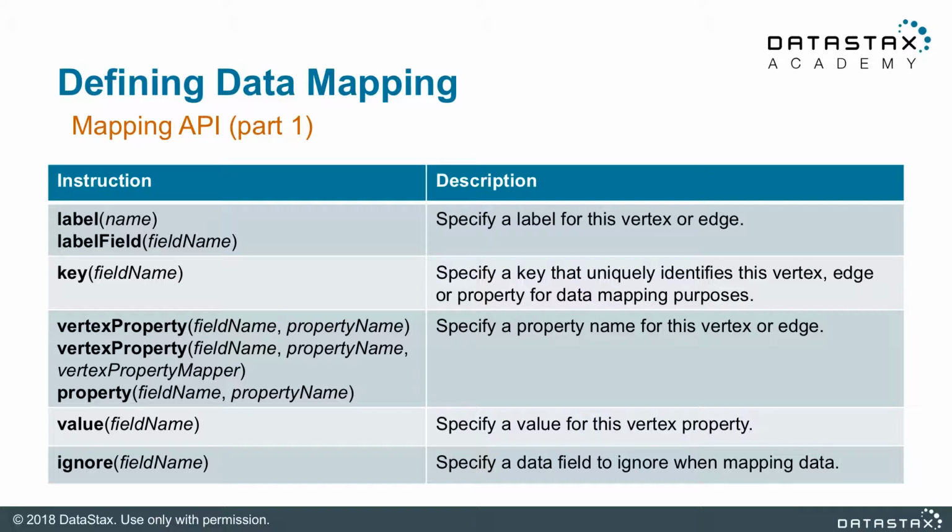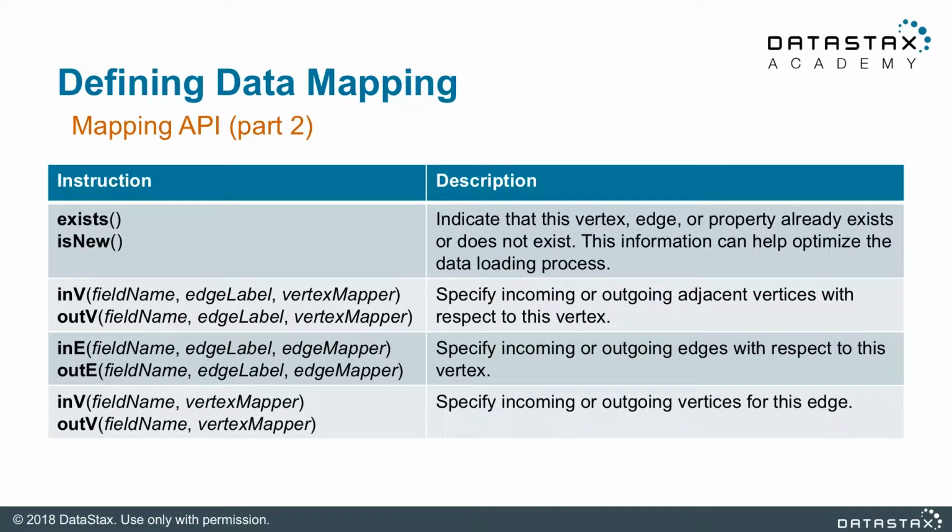They do not need to be used explicitly if a field and property names are the same, because any data field becomes a vertex or edge property by default. Similarly, value may not need to be used explicitly. Use ignore to not create properties out of fields by default. IsNew and exists allow for finer-grained mechanisms to specify existence of specific graph elements when defining a data mapping. They override the behavior specified by the load new configuration option.